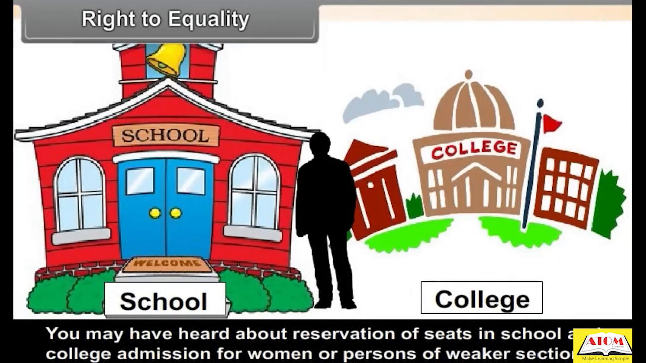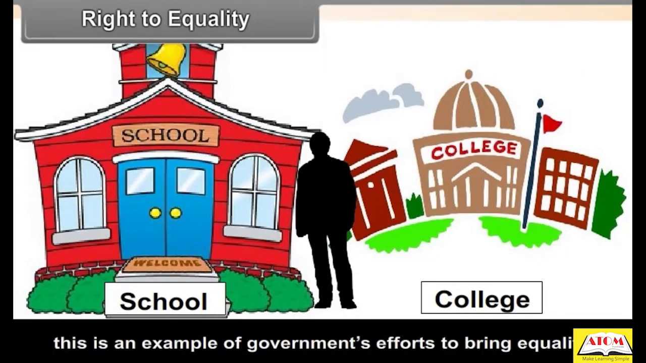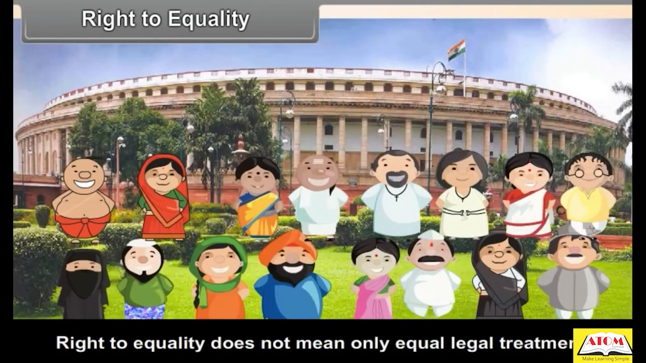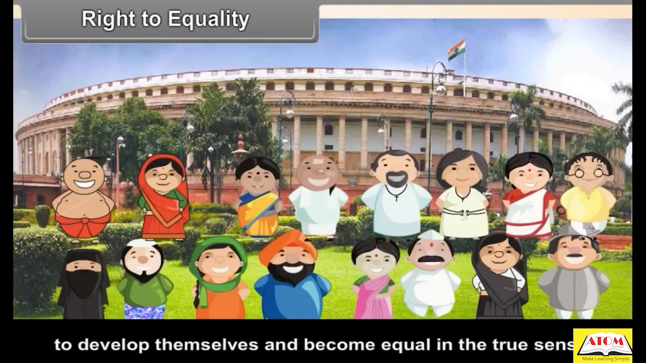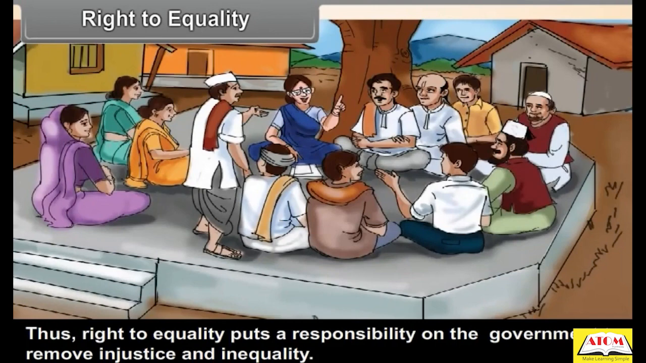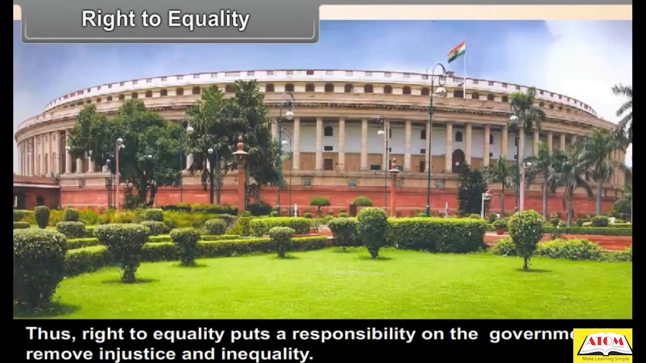You may have heard about reservation of seats in school and college admissions for women or persons of weaker sections. This is an example of the government's efforts to bring equality. Right to equality does not mean only equal legal treatment. It also means that groups which are backward and traditionally discriminated against must get the opportunity to develop themselves and become equal in the true sense. Thus, right to equality puts a responsibility on the government to remove injustice and inequality.